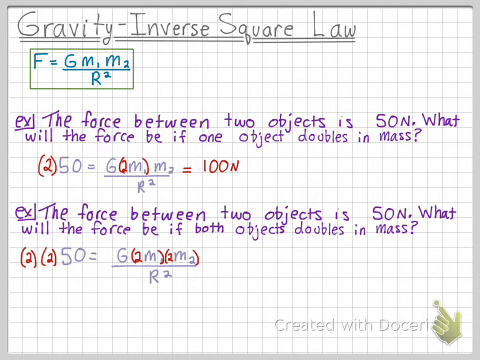So notice that there are two 2's on the left and two 2's on the right. The equation is balanced. So when we do 50 times 2 times 2, we see that this force is 200 newtons. And it makes sense, once again, that the force would increase since both of the masses increased.